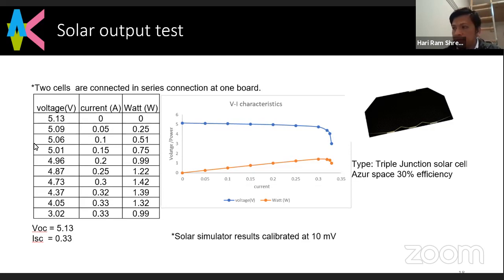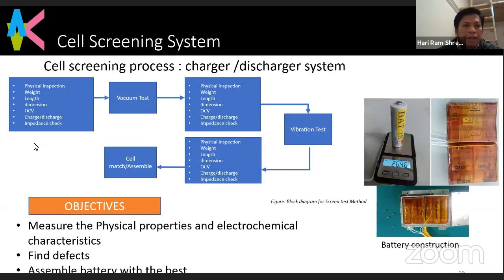I found one option, Charlie's Phoenix on West Camelback Road. And this is the cell screening system. Cell screening means a battery screening system. This one is a charger-discharger system we developed at Kyutech.